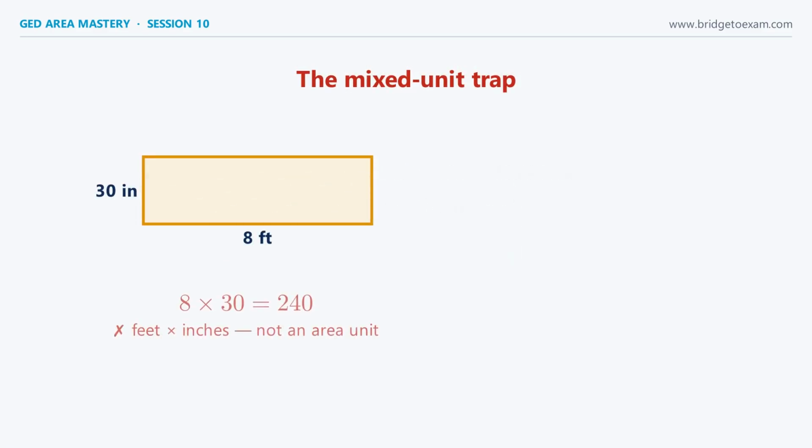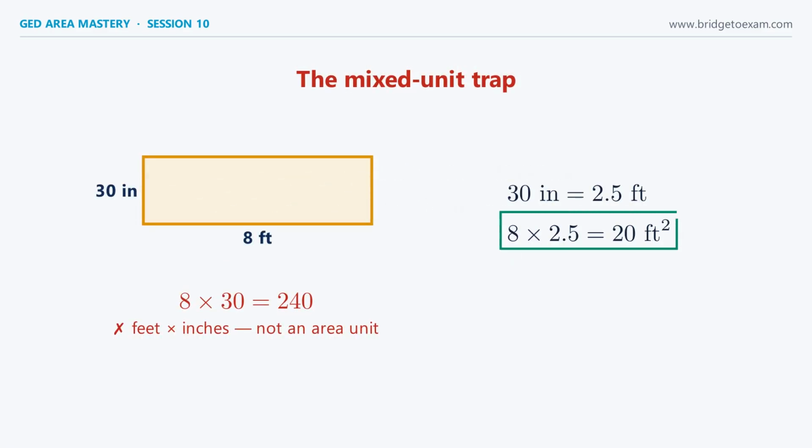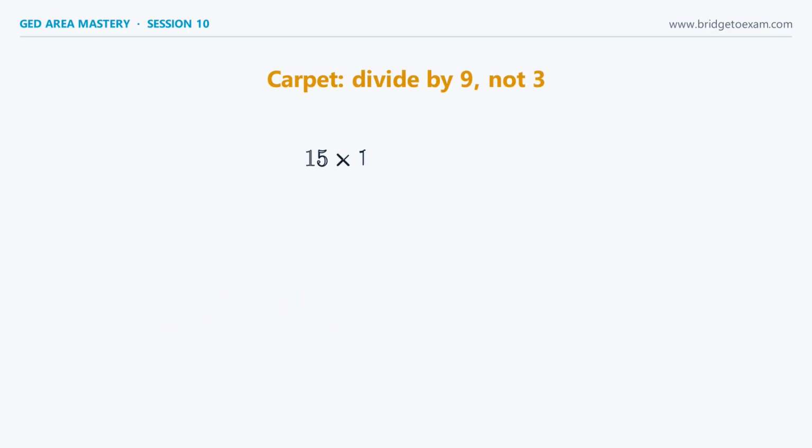Here's the trap in the wild. A countertop is 8 feet long and 30 inches deep. Find its area in square feet. The tempting move is 8 times 30, 240. That's meaningless. It's feet multiplied by inches, which isn't an area unit at all. Convert the depth. 30 inches is 2.5 feet. 8 times 2.5 is 20 square feet. 20, not 240.